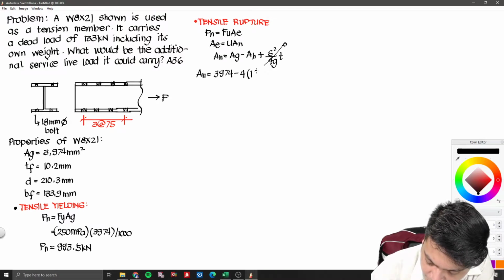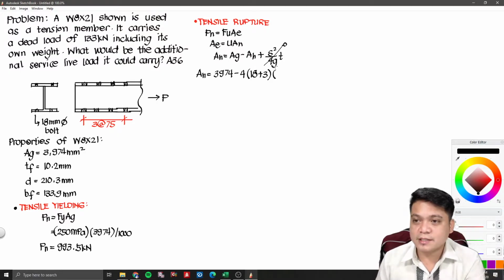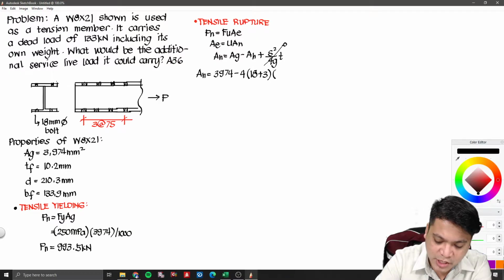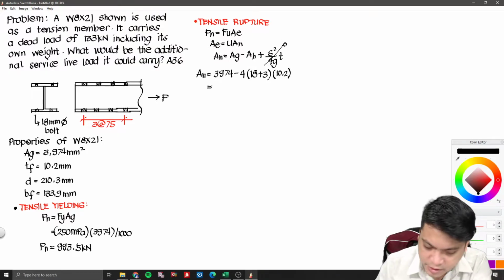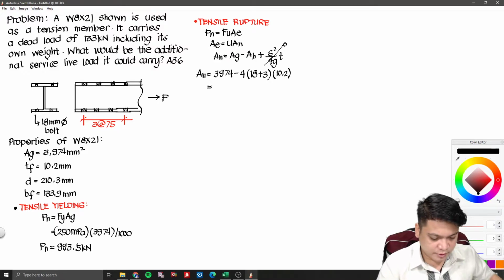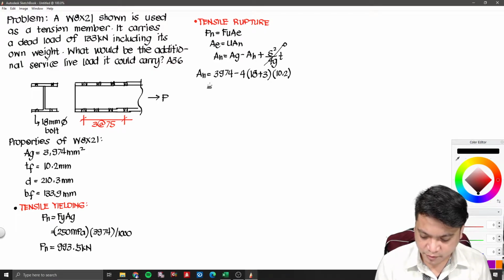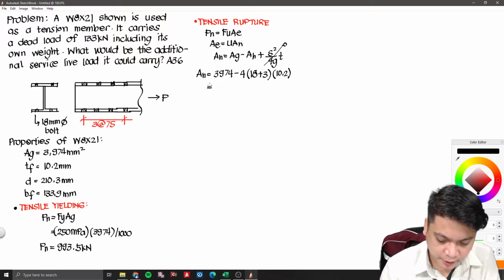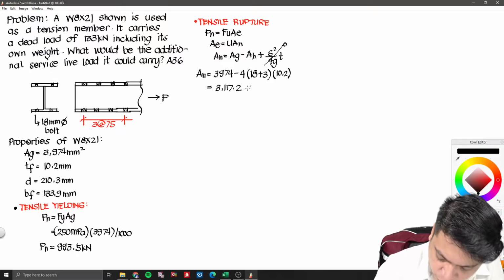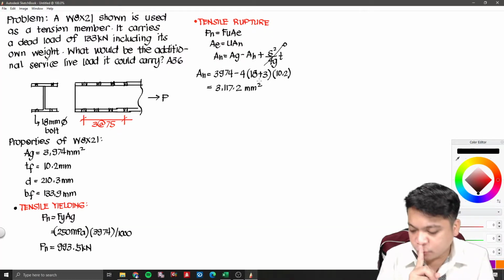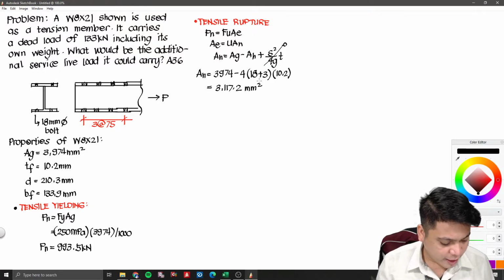And then that is on the 18 mm bolt. Mag-a-add tayo ng 3 mm. And then multiply natin ng thickness kung saan siya nakakabit. So since nakakabit siya dito sa ating flange, ang thickness ng flange mo is 10.2 mm. So this is now the area net. So 3974 minus 4 times 18 plus 3 multiplied by 10.2. So that's around 3117.2 mm squared.